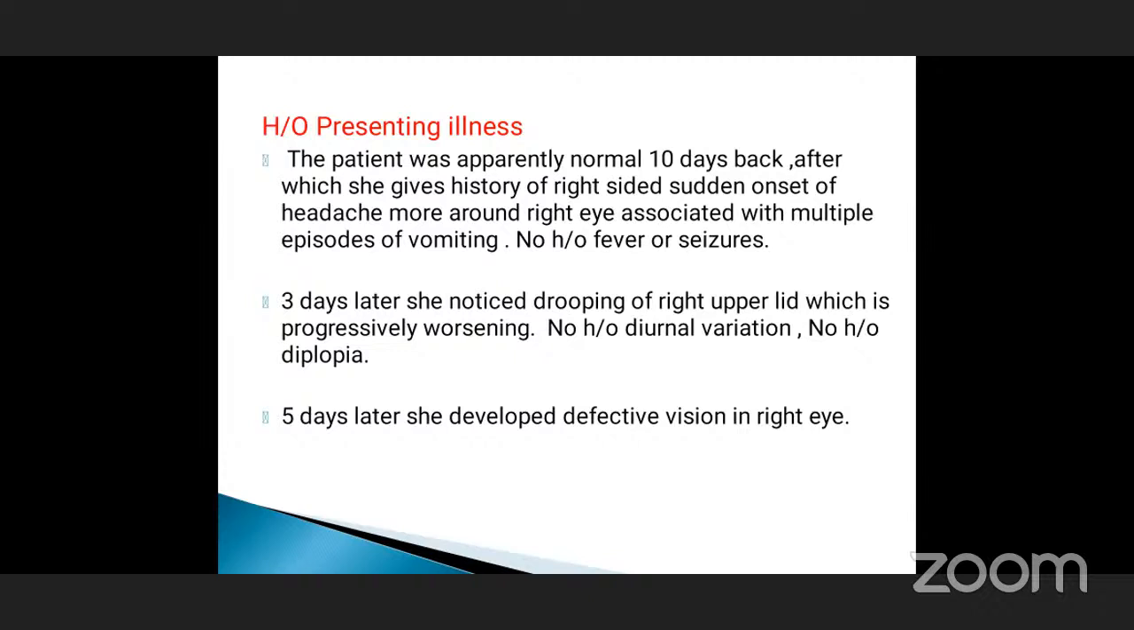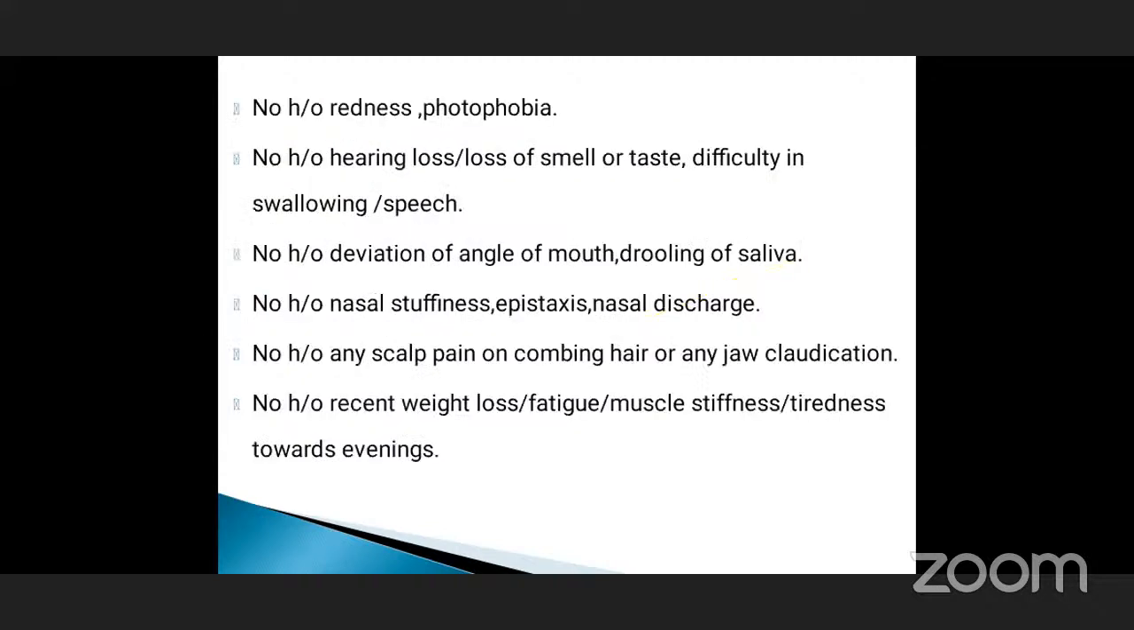3 days later, she noticed a drooping of right upper lid, which is progressively worsening with no diurnal variation and no history of diplopia. After 5 days, she developed a defective vision in the right eye. There is no history of redness, no history of any deviation of angle of mouth, no history of any scalp pain, or any nasal stiffness, epistaxis or nasal discharge, no history of any recent weight loss, fatigue, muscle stiffness, or tiredness.